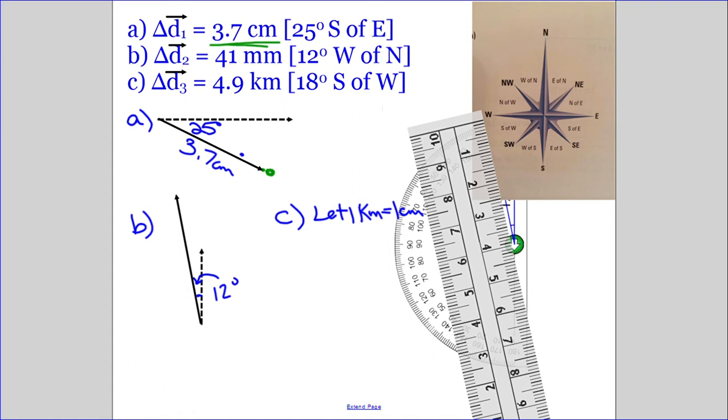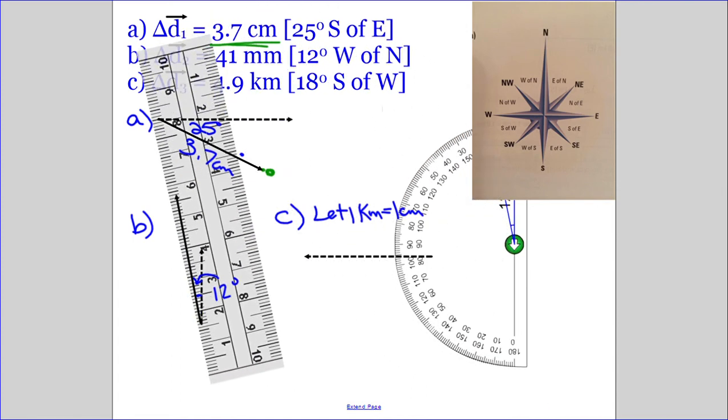So here I have 18 degrees south of west. So again, I'm going south from my western direction. So I'm going to start with my dotted line heading in the west direction. Okay, so it's heading west. And then I know that I'm going to go 18 degrees south of that west direction. So move this back up here. Let's get that out of the way for now.